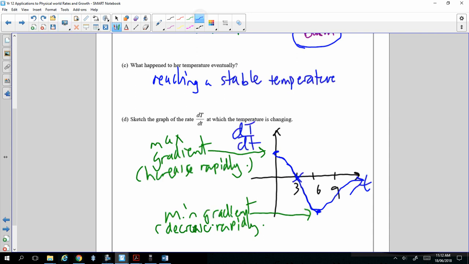Alright, let's move on. You're finished? Yep. Right, all done? Okay, let's move on. Okay, next page. Another problem.